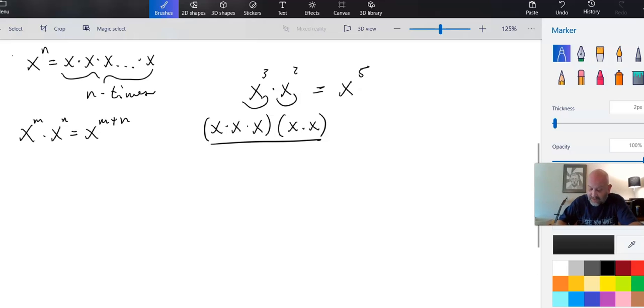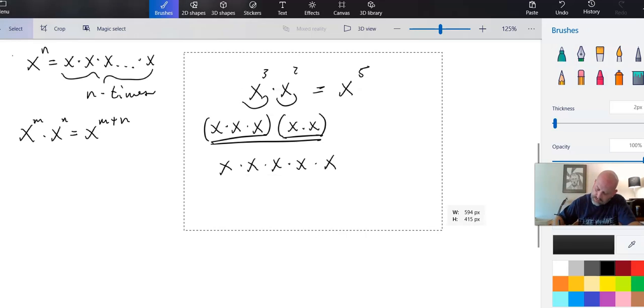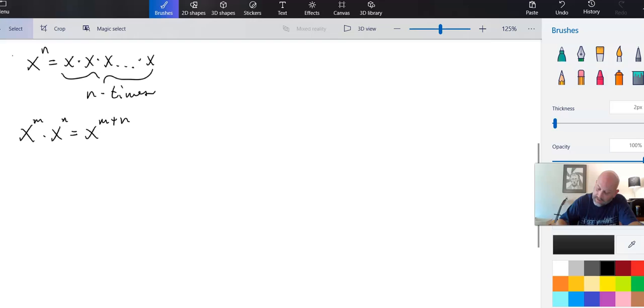But notice that's just the definition. All I did was rewrite x to the third as 3 x's, rewrite x squared as 2 x's, and then I end up with 5 x's down here on the bottom. The language sometimes gets a little dicey here because we keep saying add when we're multiplying. But what we're doing is adding the exponents as a shortcut to multiplication. Okay, so that's our first rule. And let's go ahead and get rid of that, and we'll take a look at the next one.